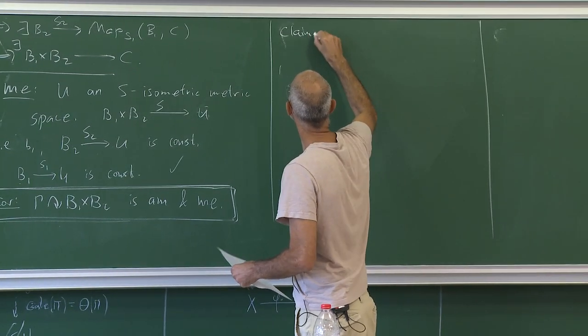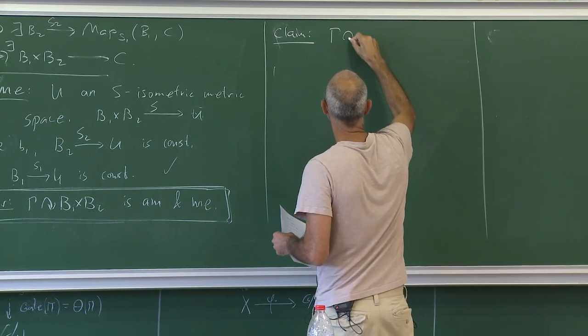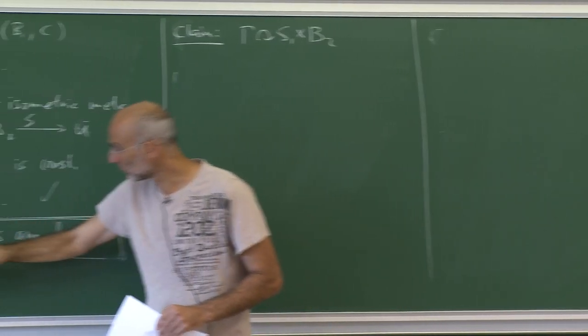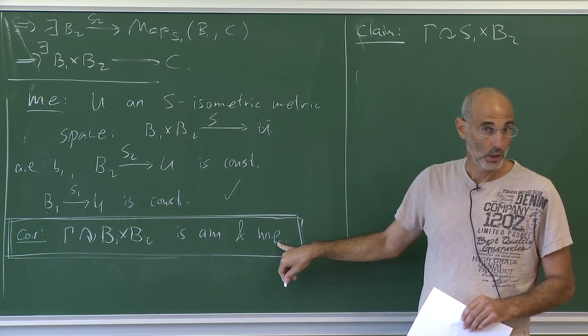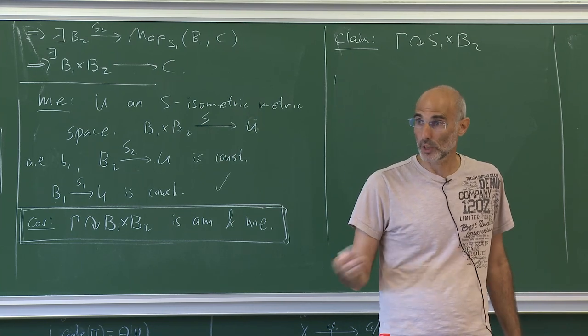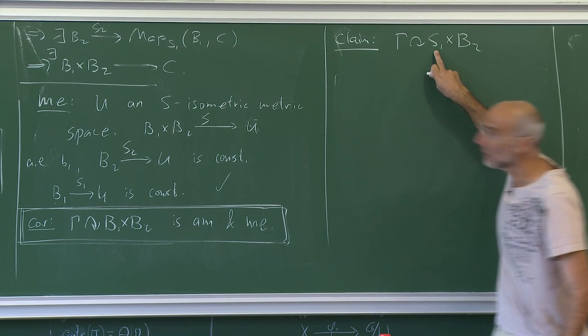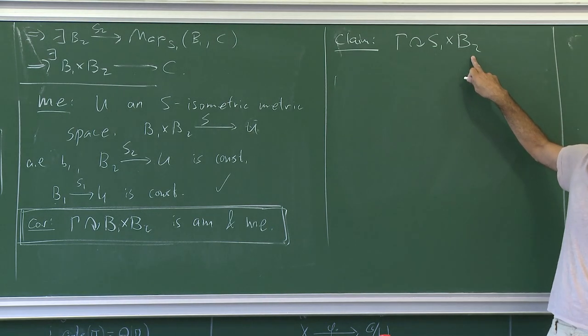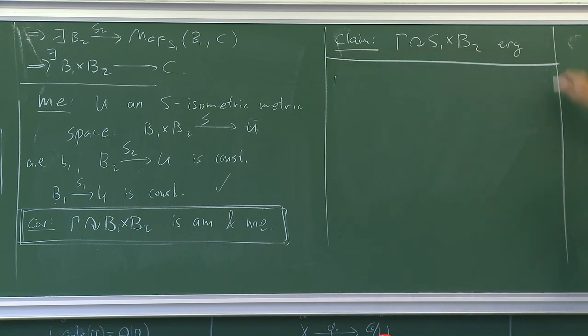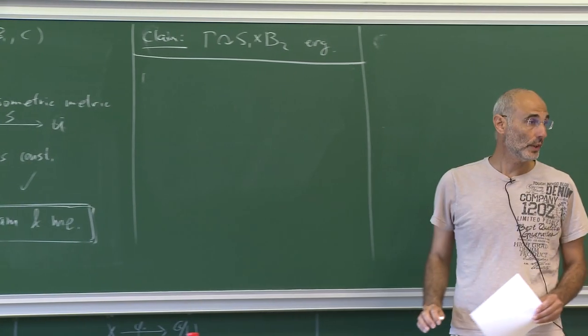Now, another claim I will need is that gamma acts on B1 times B2, and this action is, in particular, ergodic in the usual sense. Now, the action of gamma on S1 times S2 is far from being ergodic. Gamma is a closed subgroup, the action is proper. But if I change one coordinate to the group and keep one coordinate as the boundary, this is something I will use in the proof, then this is ergodic as well. This is not metrically ergodic nor amenable, but I will just use ergodicity.